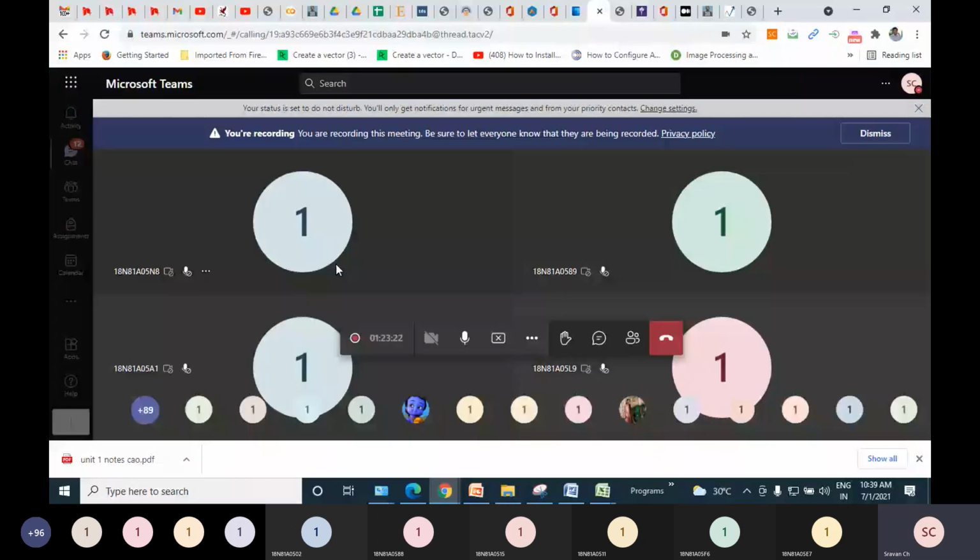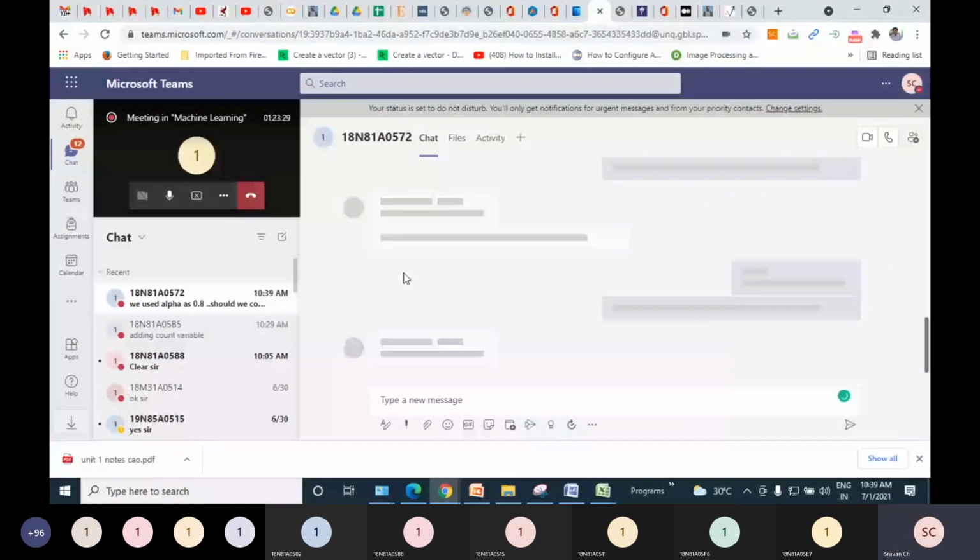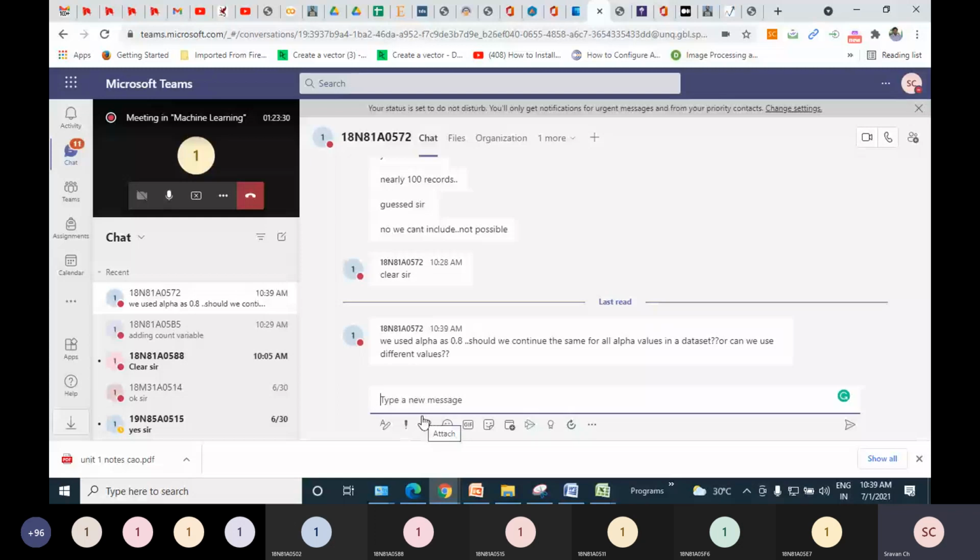There is one question: we used alpha as 0.8, should we continue the same for alpha values in the data set? The recommendation is that alpha must be less than 1 and should be close to 1. So if you have used 0.8, you have to use 0.8 in the entire problem, right? Alpha comes into the picture when you are dealing with smoothing, when there are zero probabilities.